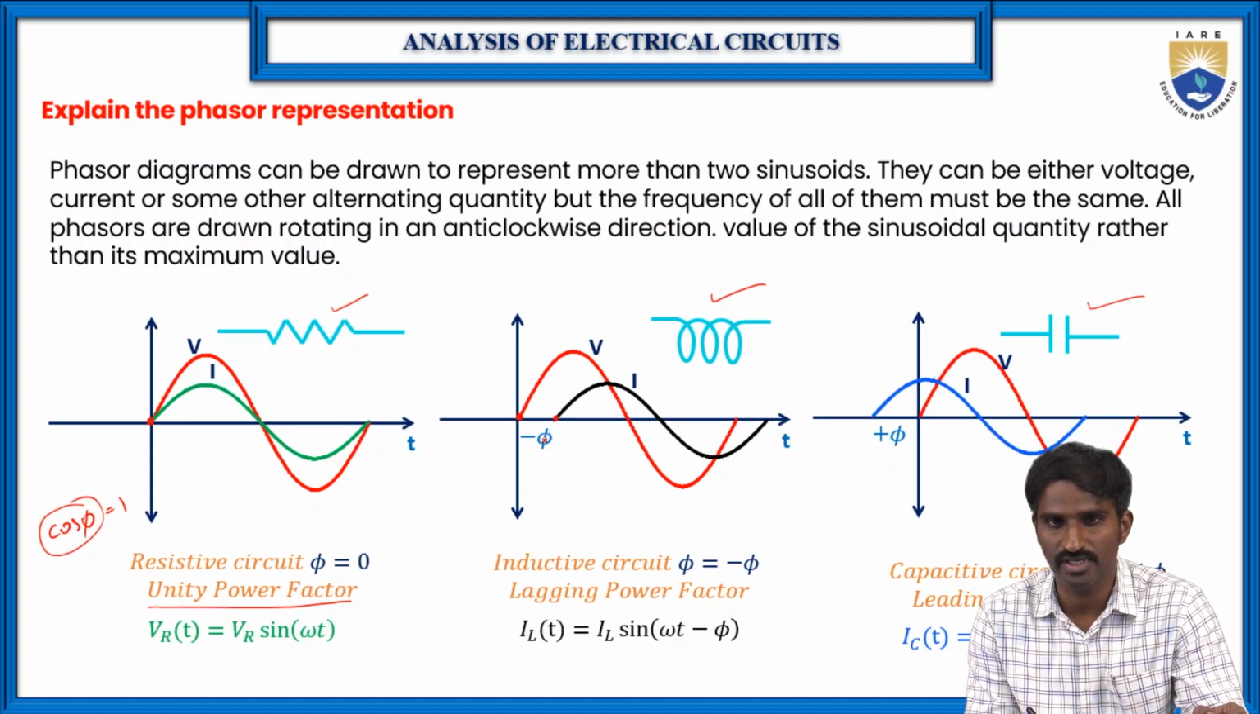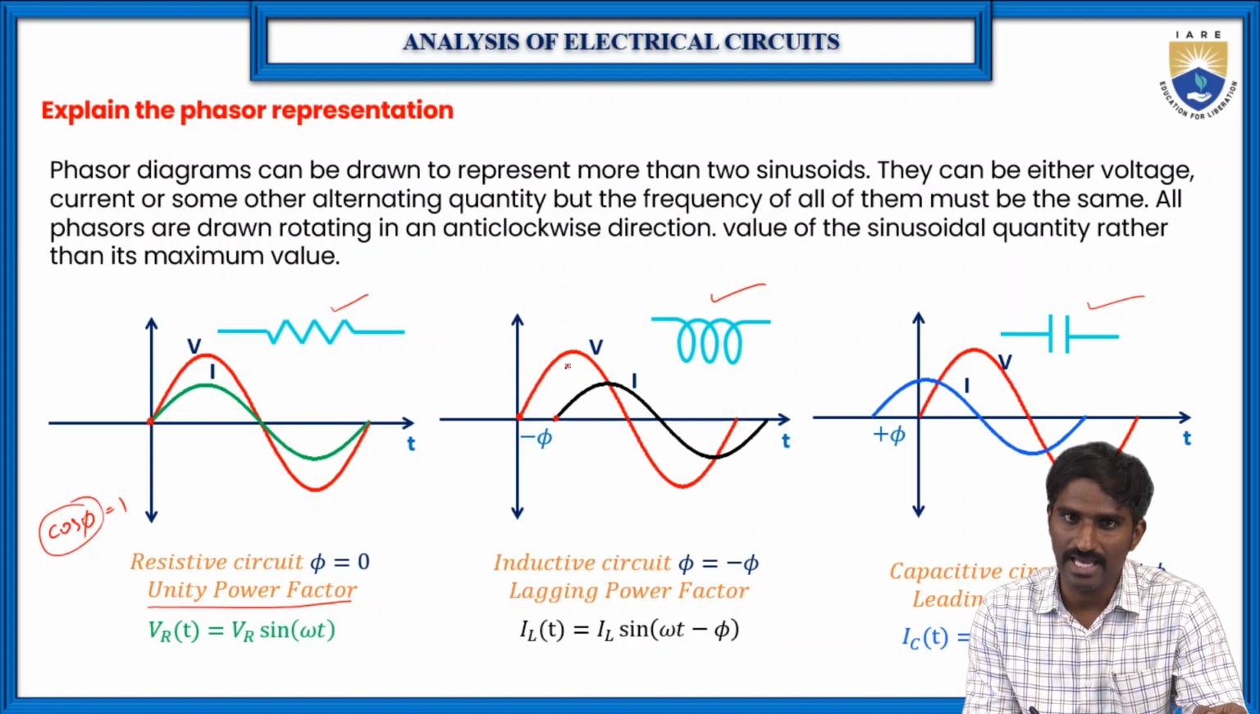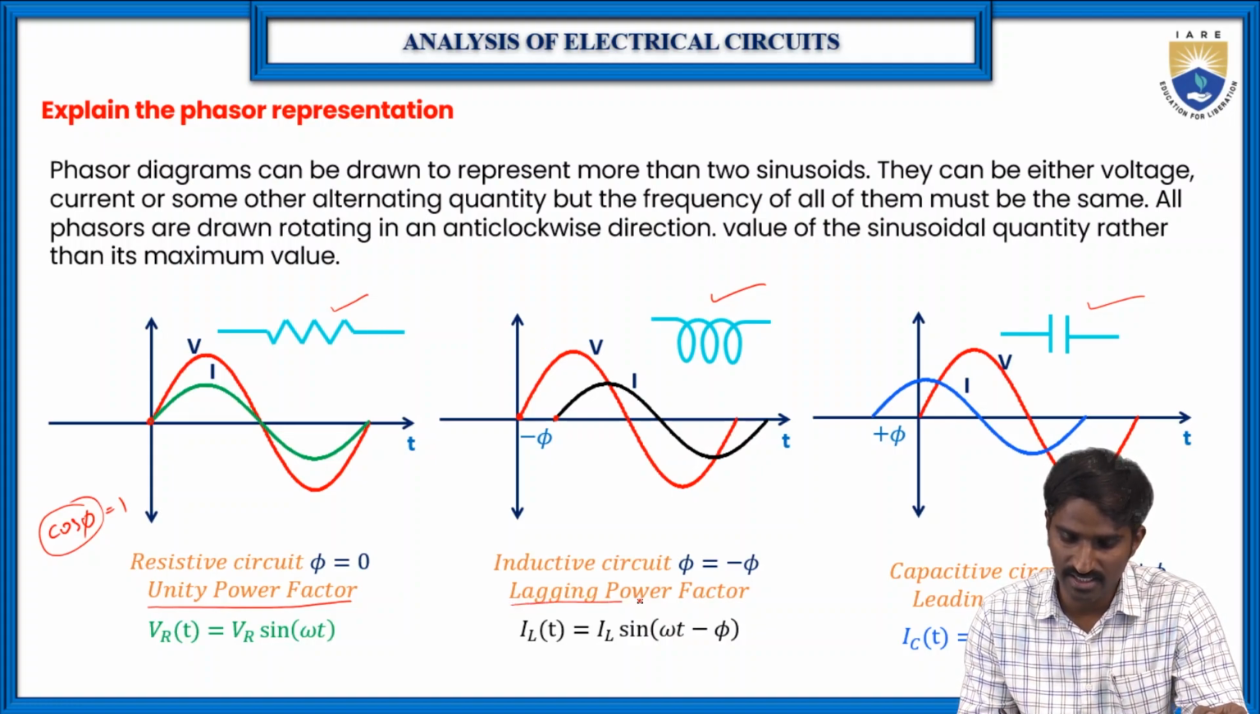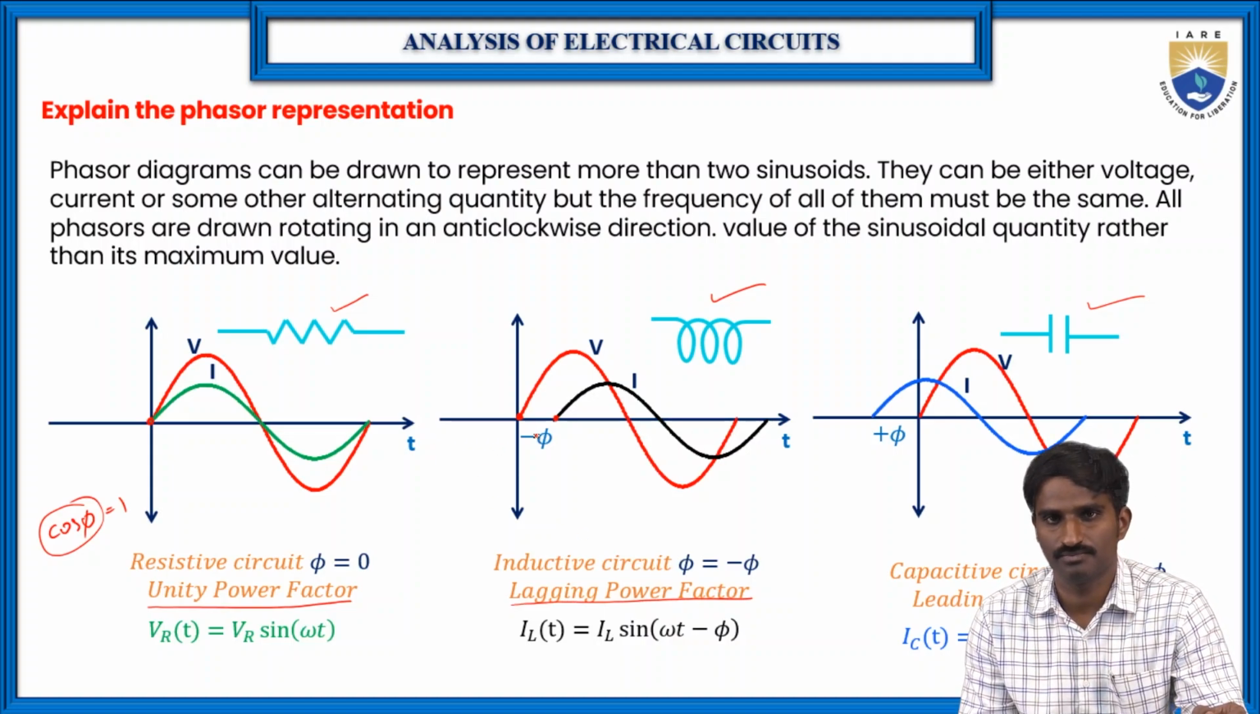Let us consider it is 5. Then the current lags behind the voltage by 5 degrees. So that's why here we can say it is a lagging power factor, because here the phi has some value. Okay, so that's why it is a lagging power factor.